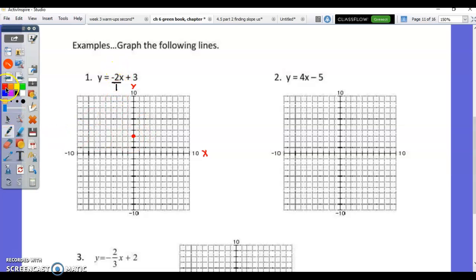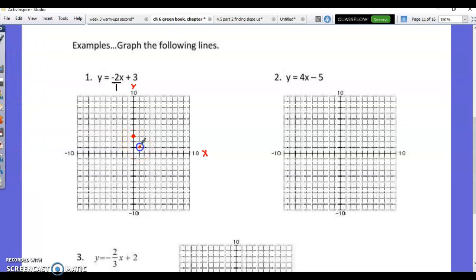So from this point, I'm going to go down 2 spaces and to the right 1, and I'm going to put another dot. Now you can keep doing that pattern as many times as you want, but you really only need to do it one more time. So down 2 to the right 1, down 2 to the right 1. So that would be our plotted points.